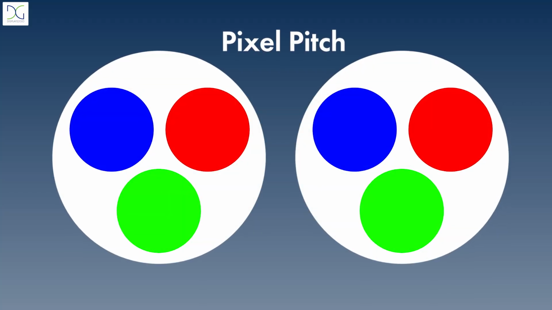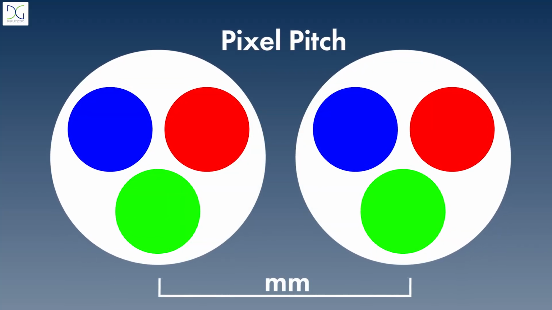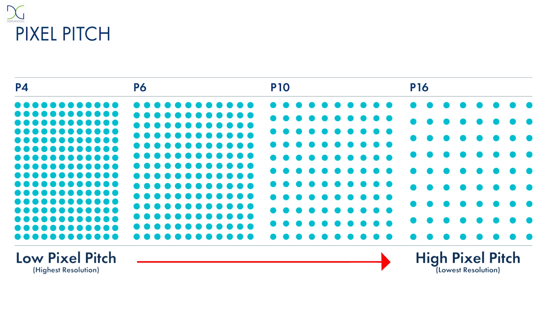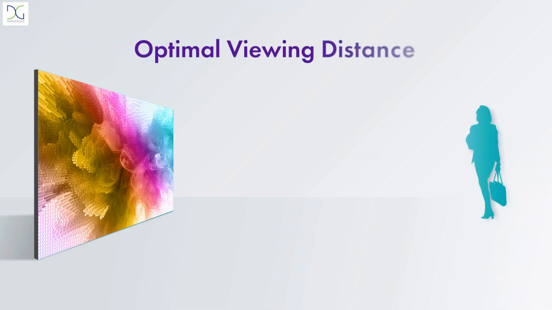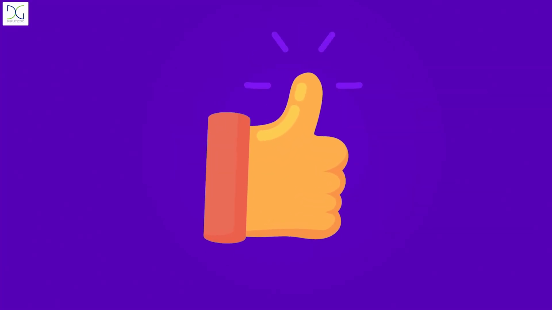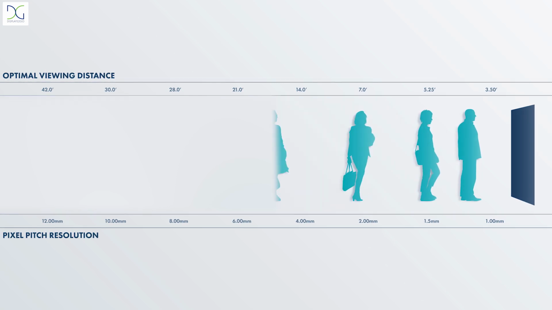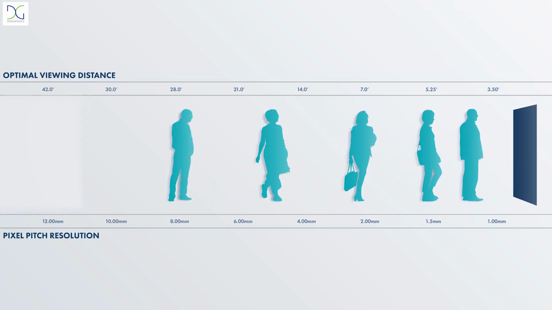Pixels are measured by pixel pitch. Pixel pitch is measured in millimeters and measured from the center of one pixel to the center of the next. The lower the pixel pitch, the higher the resolution and image quality, as well as the closer the optimal viewing distance. Here is a helpful rule of thumb for finding the proper pixel pitch for your space. Think of 1 millimeter of pixel pitch per 5 feet of viewing distance.